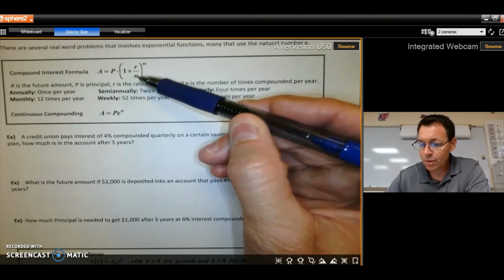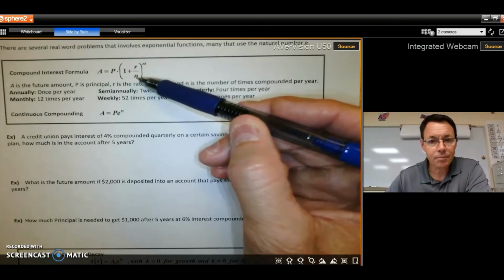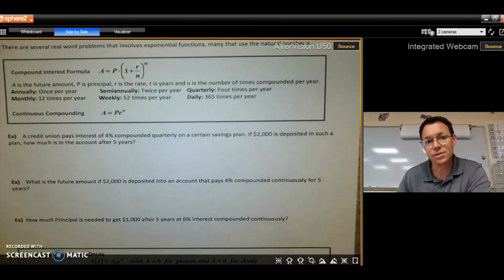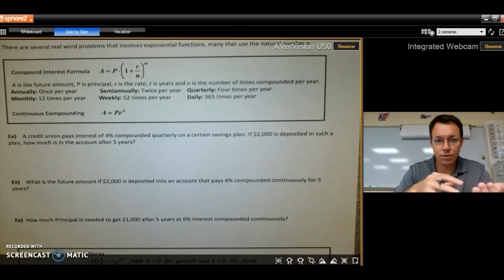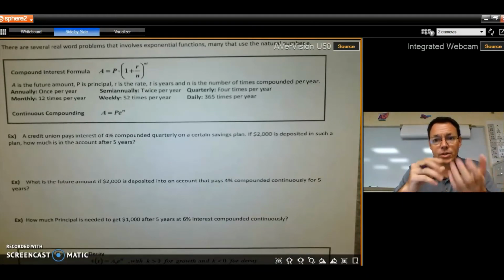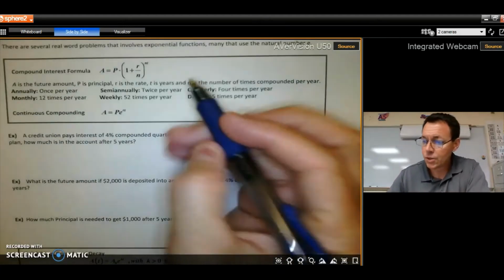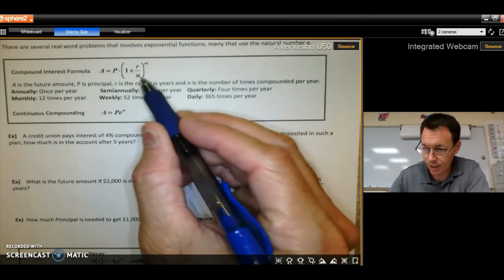N is the number of times per year that they are going to compound your interest. What that means is they're going to calculate your interest and give it to you. Then when they calculate your interest the next time, you're going to be earning interest on that interest. So you have $100, you earn $1 of interest, and so the next time they calculate it, they're going to be calculating it on $101. So you're earning interest on that interest that you've already made, because that's now your money, if you think of putting it in the bank.